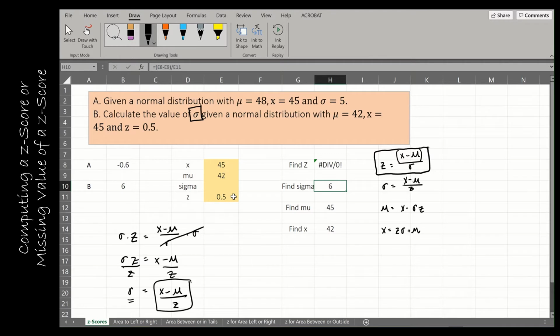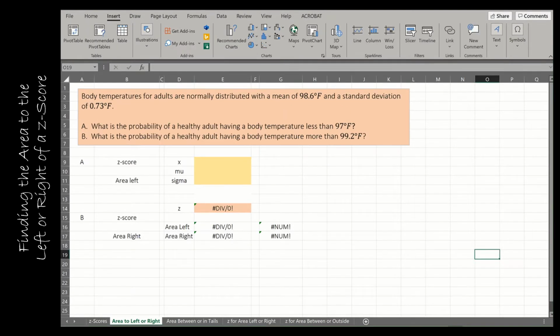So again, that's just one strategy to use that I encourage you to use. I promise you it will make your certifications go much, much more quickly. Let's take a look now at a couple of questions where we're asked to find the area under the curve to the left or the right of a value.